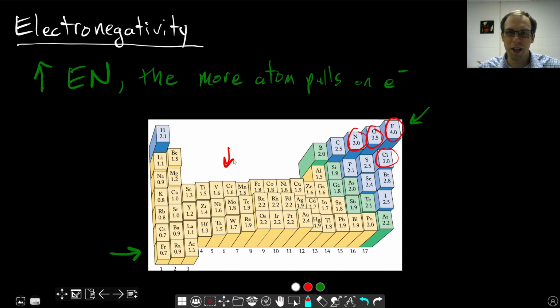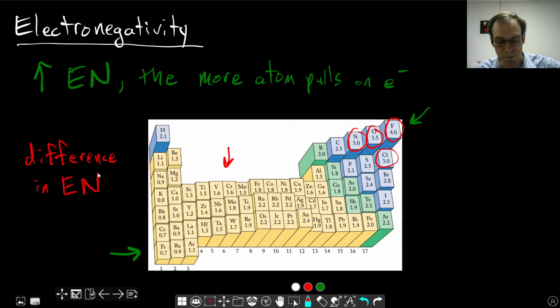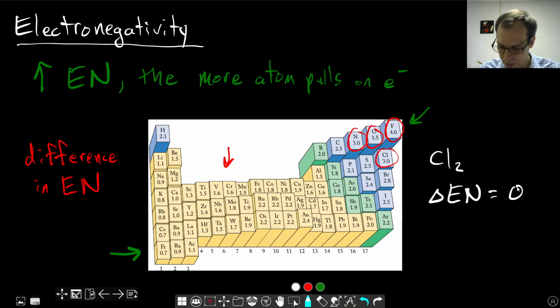And so when we're looking at bonds, it's really this difference in electronegativity that matters to tell us what type of bond we have. If two elements have a very similar electronegativity, so say you have two of the same element, like our Cl2 example that we were looking at earlier, there the difference in electronegativity, or delta En, is 0. There is no difference in electronegativity because they're the same element. And so we get equal sharing of electrons.